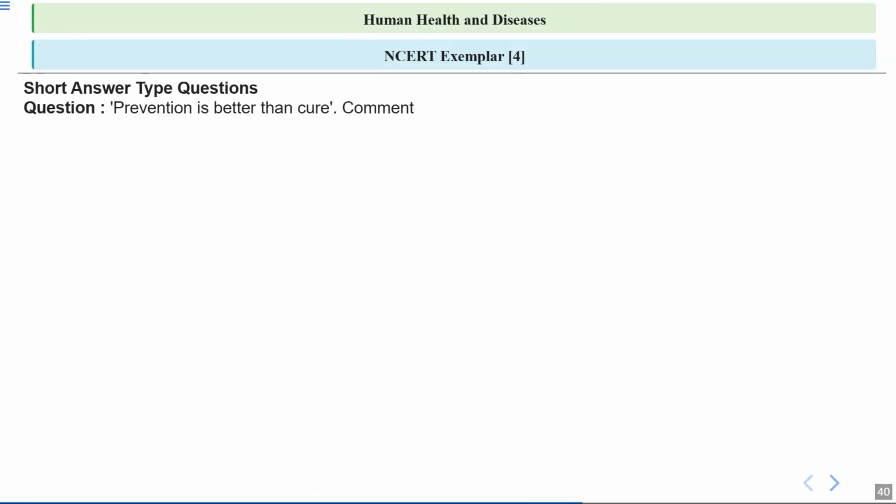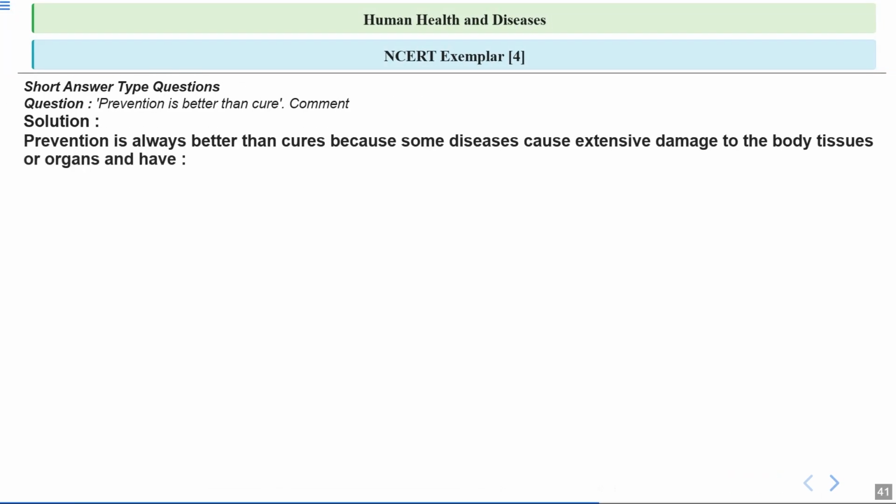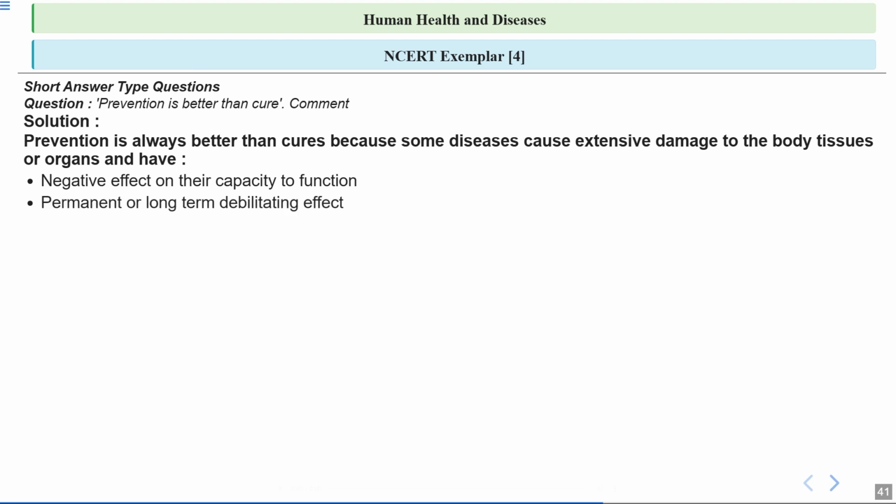The next question is, prevention is better than cure. You have to comment on this statement. So prevention is always better than cure because some diseases cause extensive damage in the body tissues or organs. Once the damage is done, it can be very hard or even impossible to fully repair. The first point is, diseases can have a negative effect on the capacity of our organs to function. For example, if the heart is damaged by a disease, it may not pump blood as efficiently, just like a weak battery in a device.